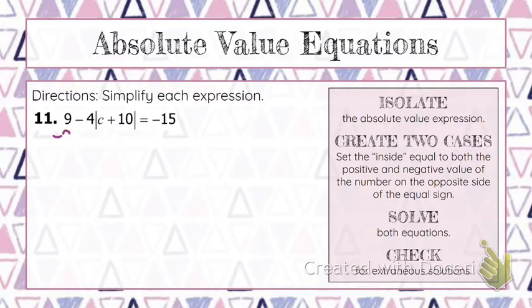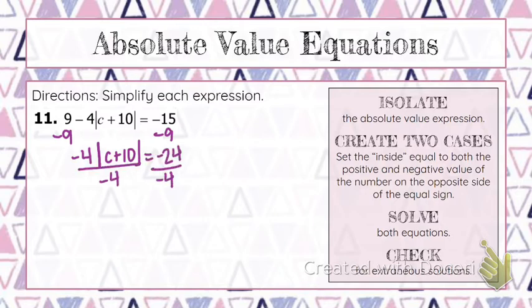So in this one, we're going to subtract 9 from both sides. That leaves us with negative 4 times the absolute value of c plus 10 equals negative 24. Divide both sides by negative 4 to get absolute value of c plus 10 equals positive 6. Then create two cases. So c plus 10 equals 6 and c plus 10 equals negative 6.